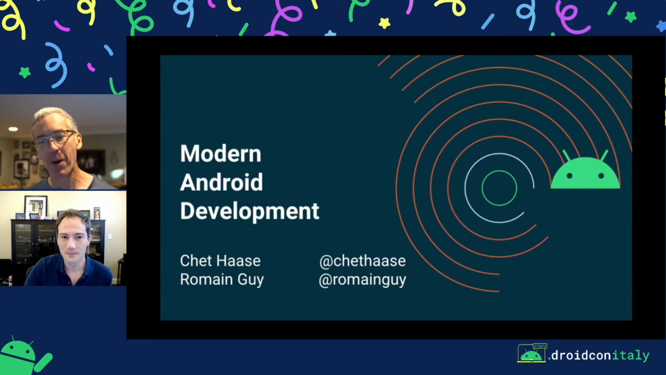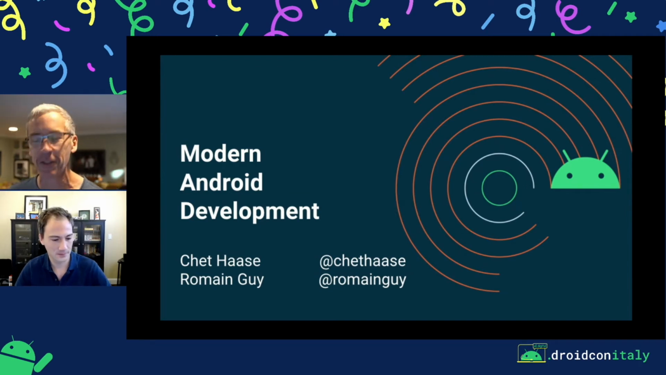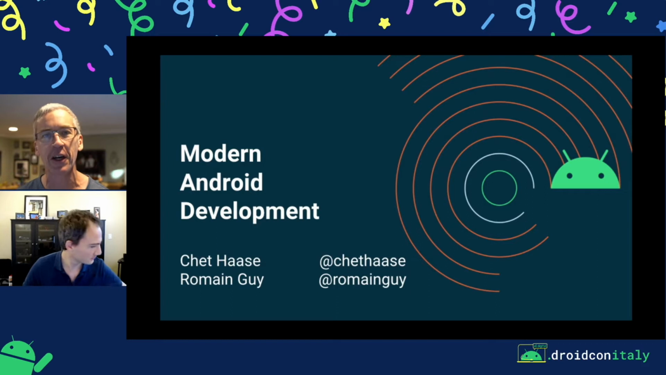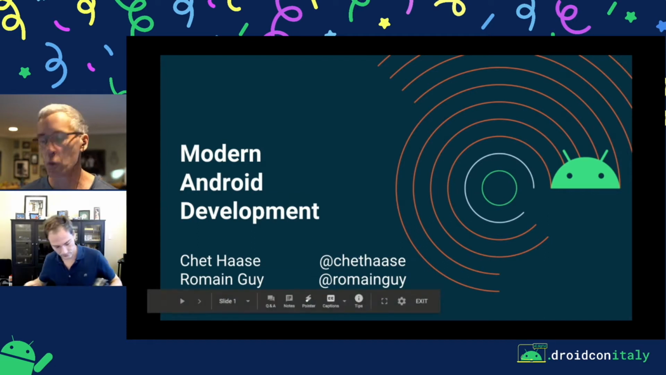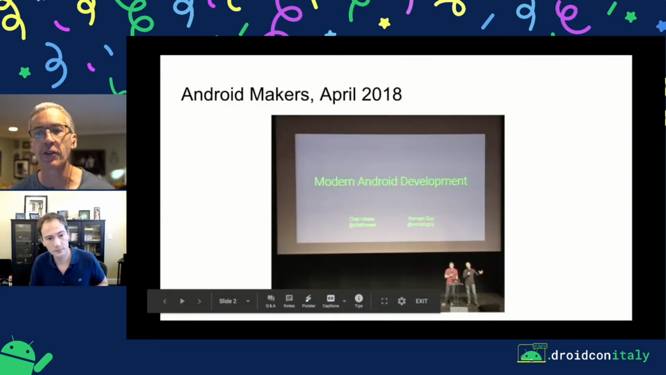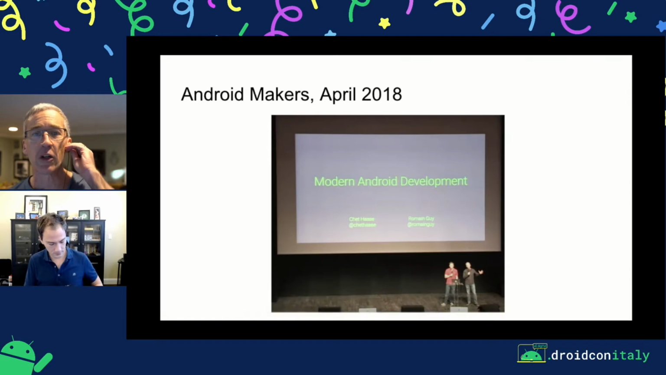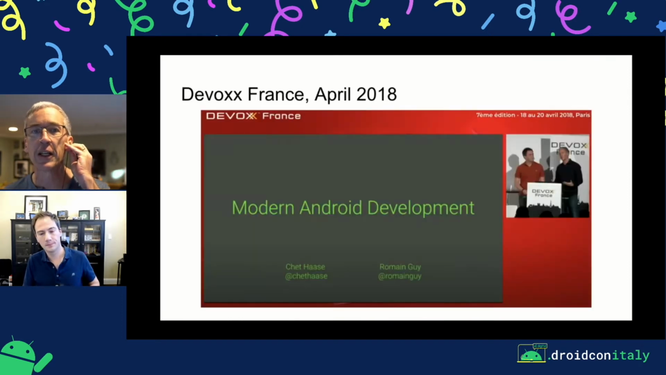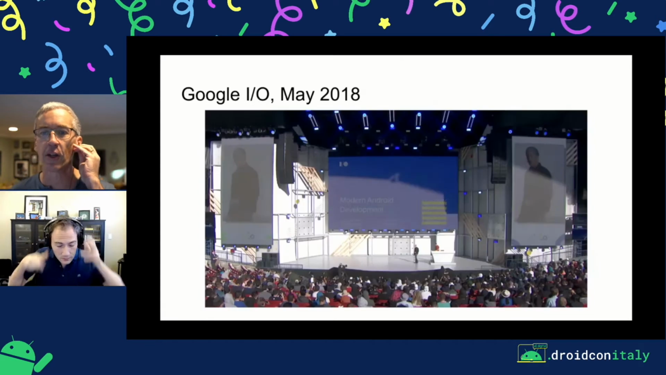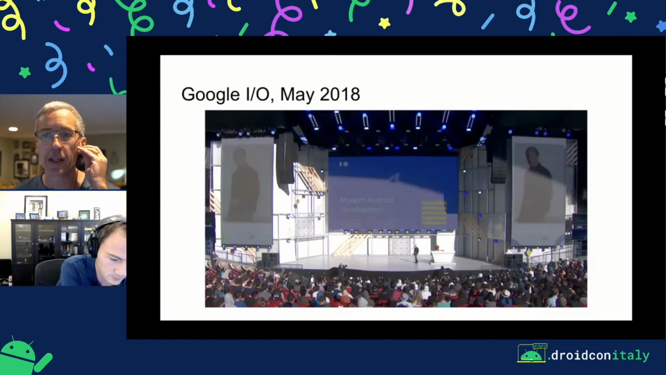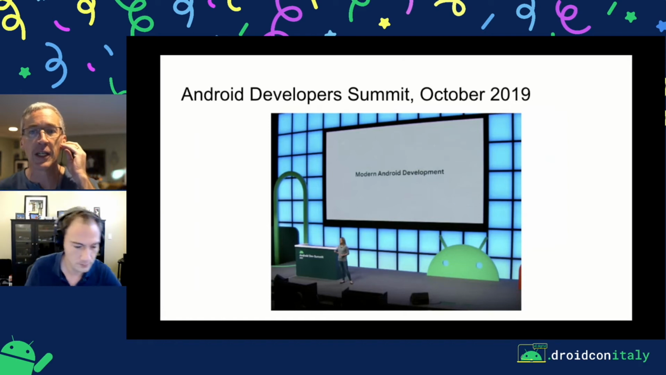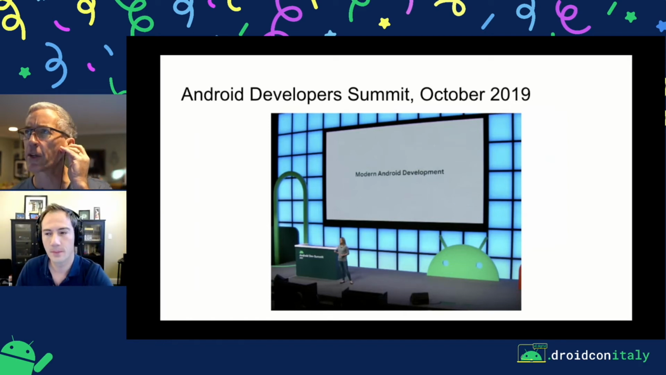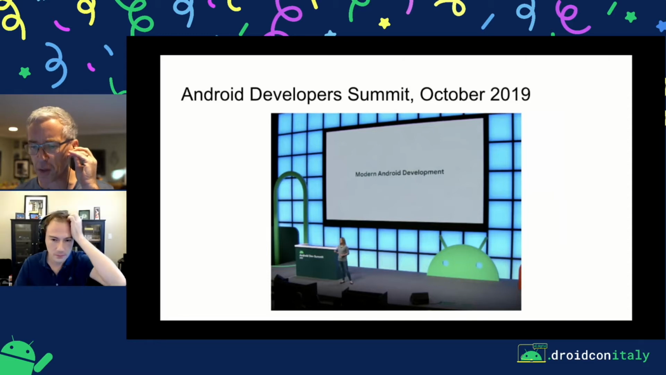Hello and welcome to Modern Android Development. We have given this talk in various forms over the years. In fact, this is not the first time we've said Modern Android Development. A couple of years ago, we gave a talk in Paris called Modern Android Development. A week after that, we gave another talk in Paris called Modern Android Development. Then at Google I/O that year, we gave a talk called Modern Android Development. And then at Android Developers Summit the following year, we gave a talk. We also gave a talk in Greece and probably one or two other places.